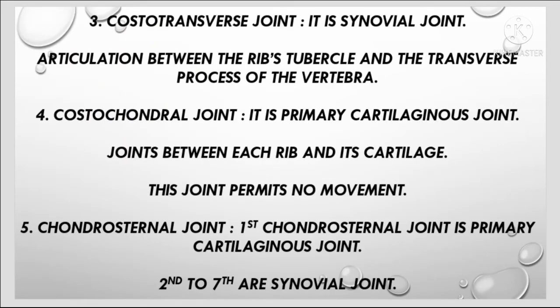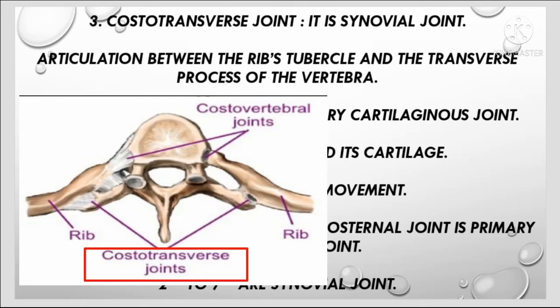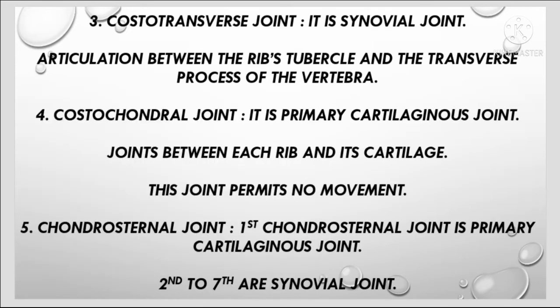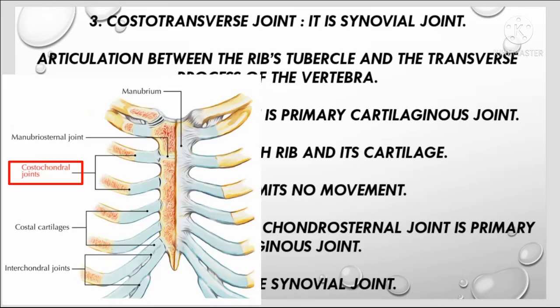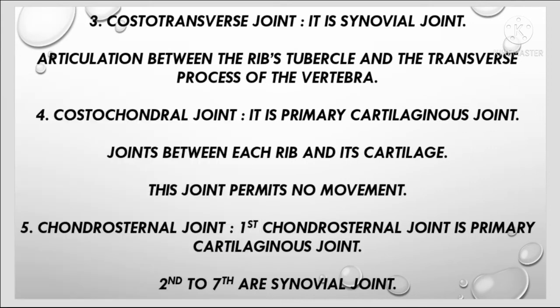Costotransverse joint. It is a synovial joint. Articulation between the rib's tubercle and the transverse process of the vertebrae. Costochondral joint. It is a primary cartilaginous joint. Joints between each rib and its cartilage. This joint permits no movement.